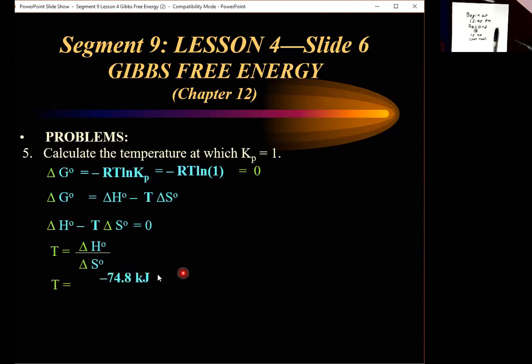And if I have minus 74.8 kilojoules, delta S was minus 0.08055 kilojoules per degree. So if I solve for that, I get the temperature is 928.6 degrees, where we would get to an equilibrium constant equal to 1.